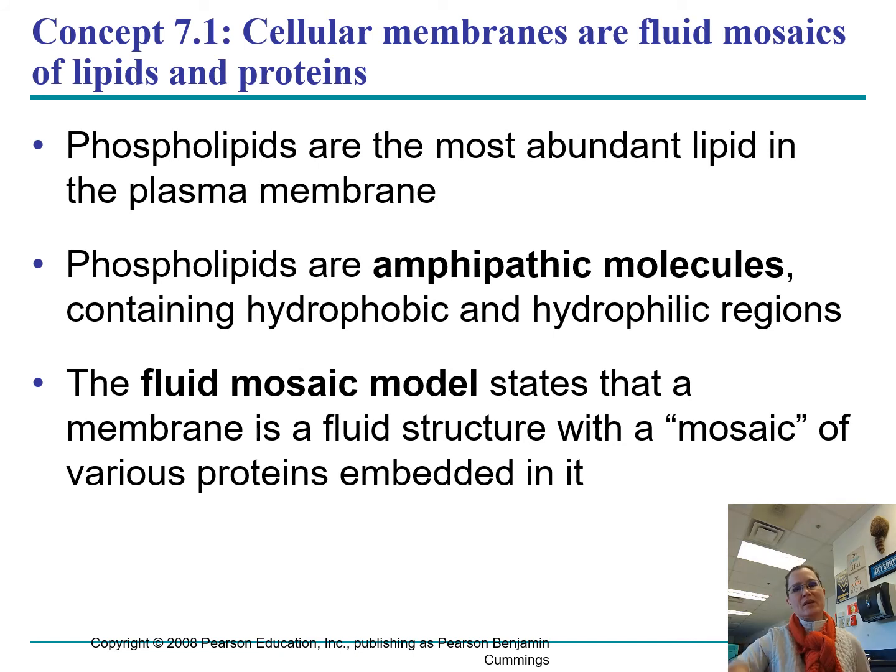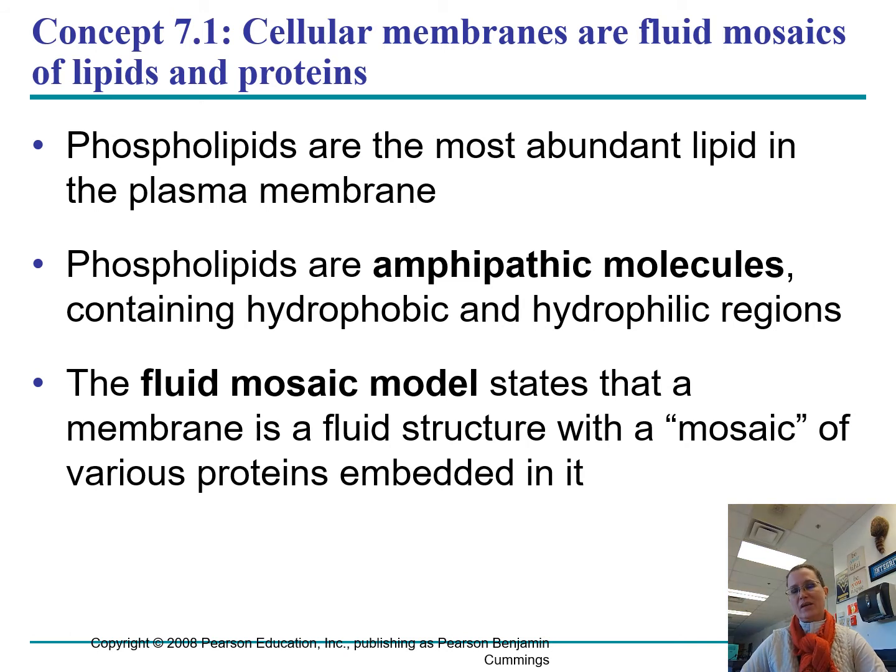Our phospholipids have a polar part and a non-polar part, a hydrophilic part and a hydrophobic part. When a molecule has two different things like that, it's kind of wonky. They're called amphipathic, and our phospholipids are amphipathic.